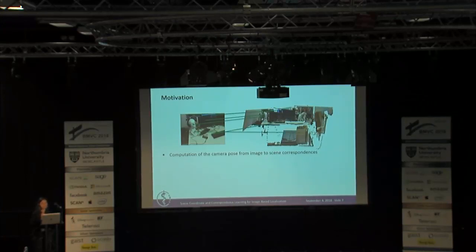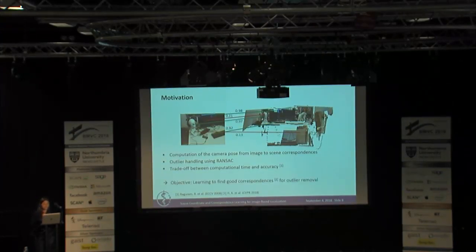Here, for example, you can see resulting pixel to 3D scene coordinates from which the pose can directly be computed, solving the perspective-n-point problem. But as I mentioned, in earlier methods these outliers were usually handled using a rather computationally expensive RANSAC optimization. RANSAC can compute a good pose estimate even in the presence of outliers. But there's always a trade-off between the computational time, if you have a large amount of outliers in your data, and the accuracy it can give. So this is where our work sets in.